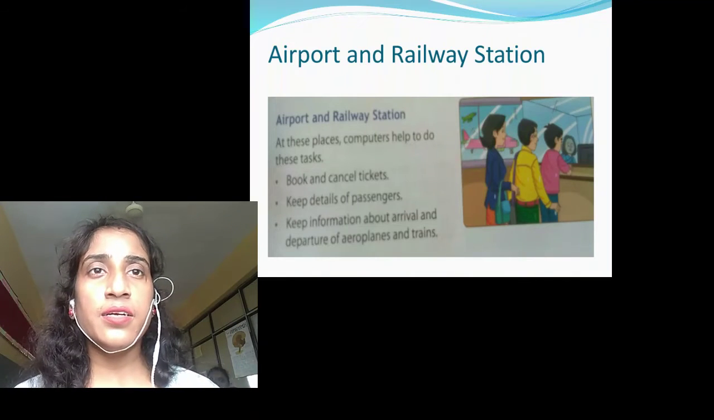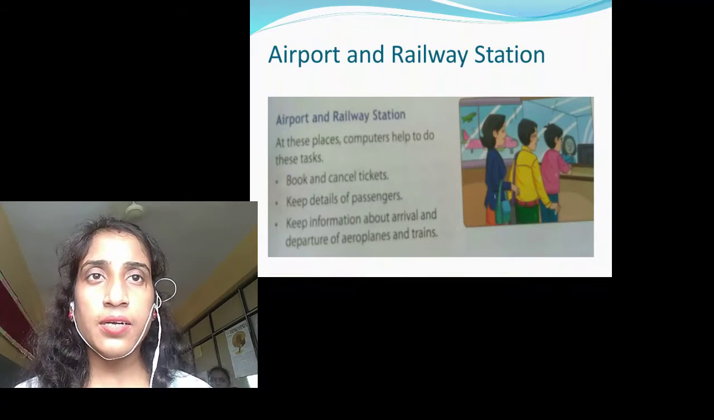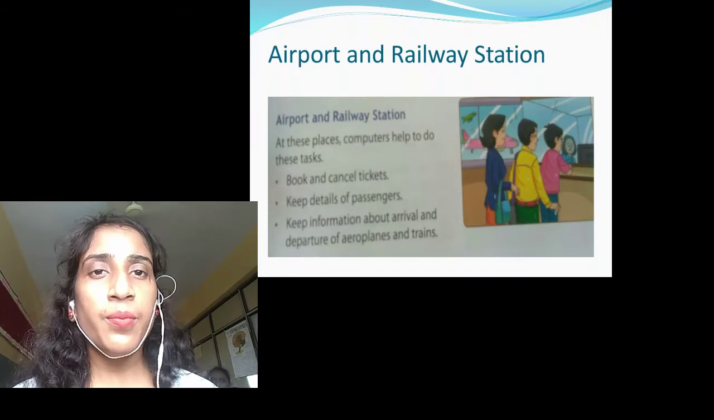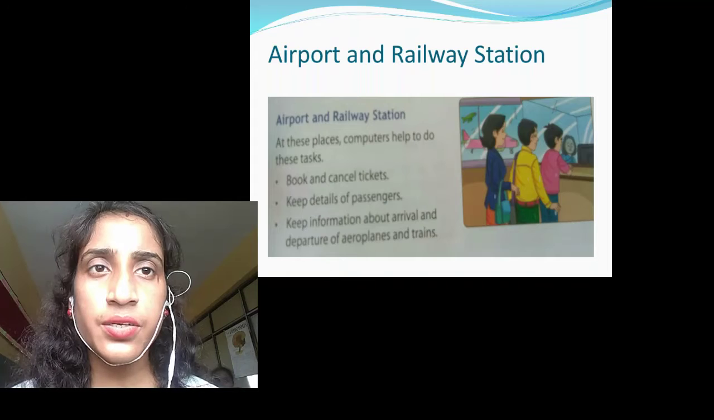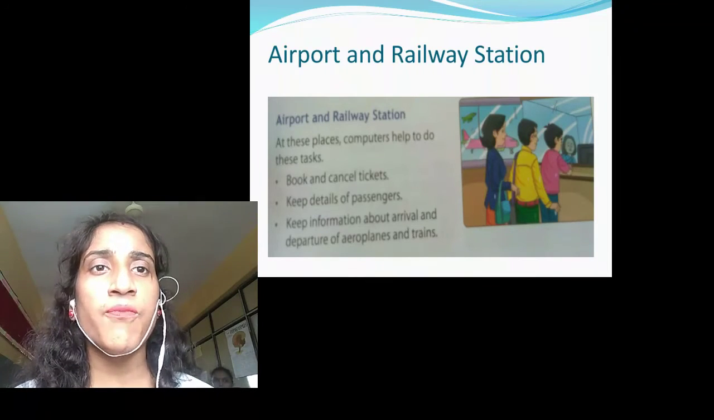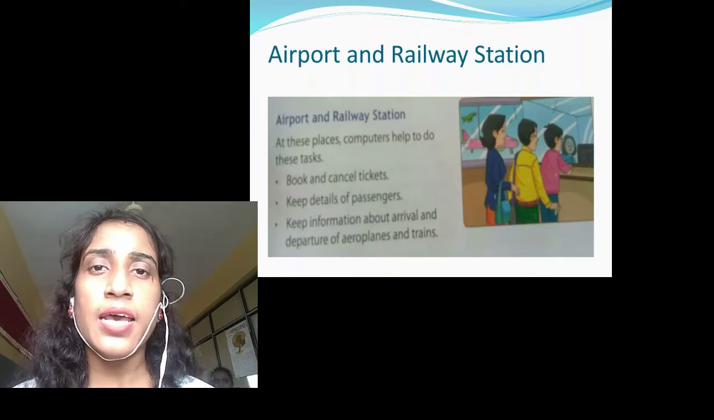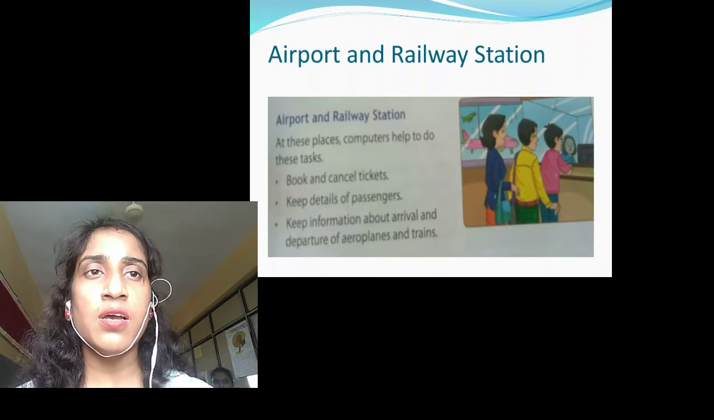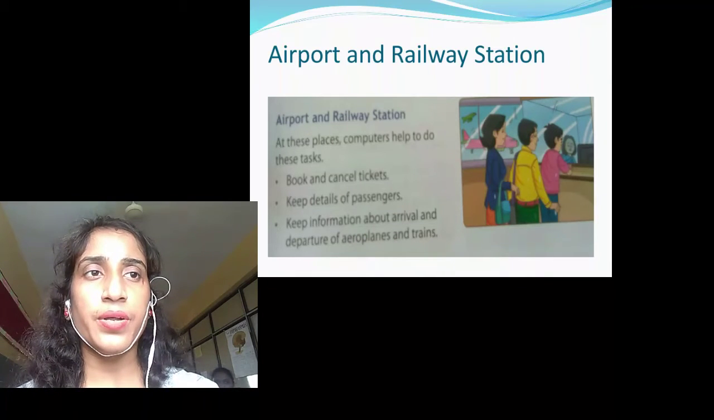Students, this is the slide with some tasks performed by the computer in the airport and railway station. In the airport and railway station, you use the computer to book and cancel tickets, to keep details of passengers, and to keep information about the arrival and departure of airplanes and trains. These types of information are stored in the computer.